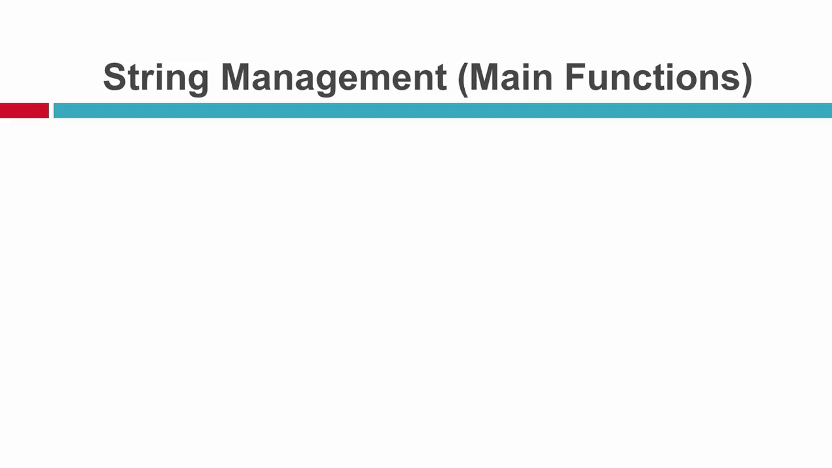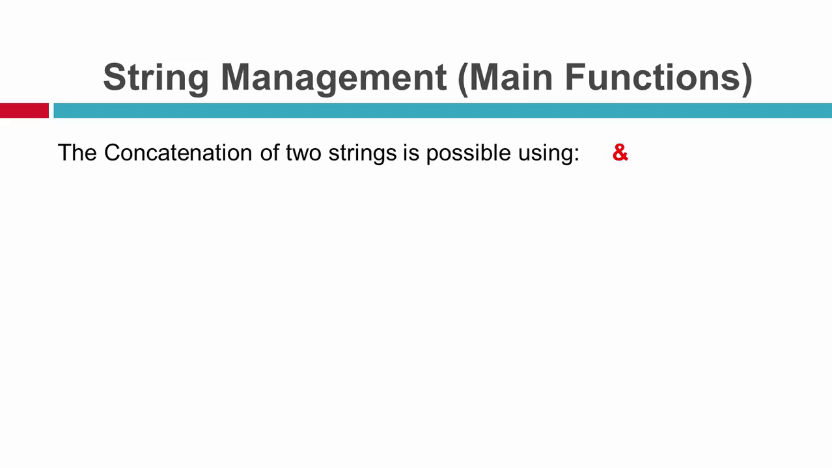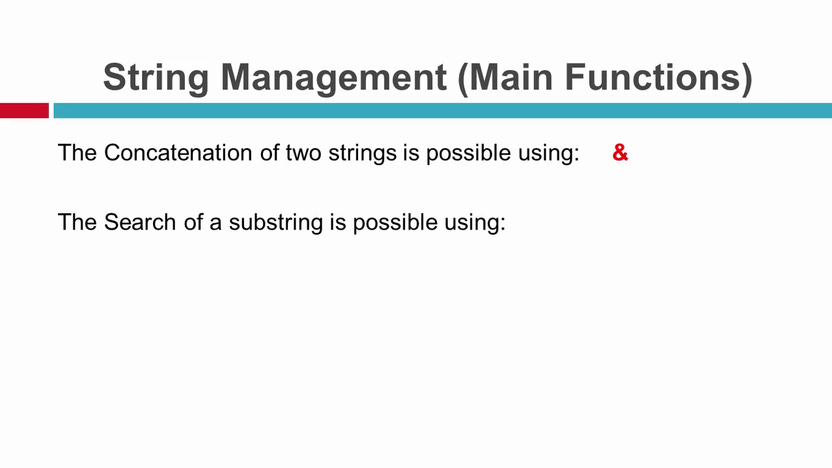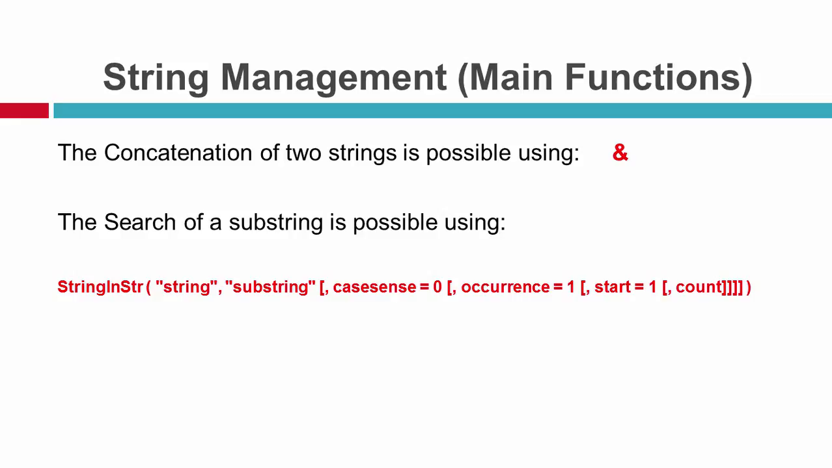The main functions in string management are, for the concatenation, we use this symbol. The search of a substring is possible using StringInStr, and then we put the string we want and the substring, and also some optional arguments, like case sense set to 0 if we want to not distinguish capital letters from normal letters, or occurrences to find more than one occurrence, etc.